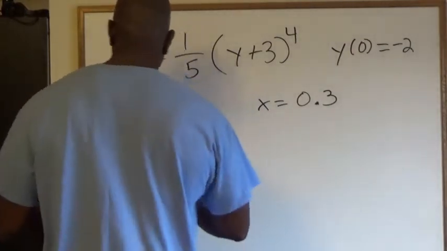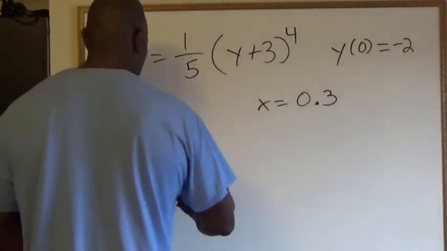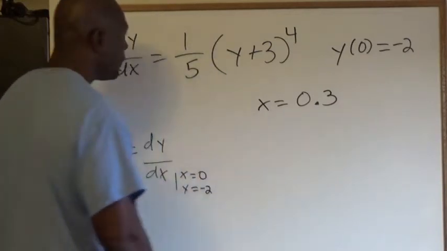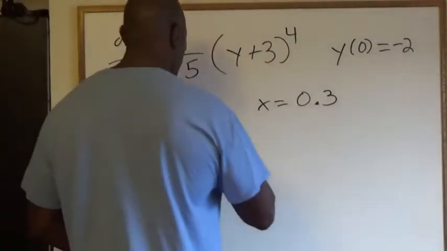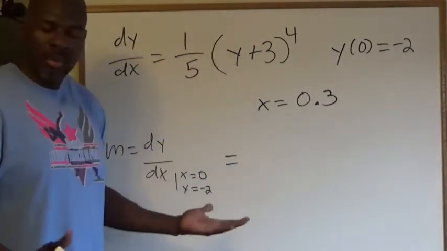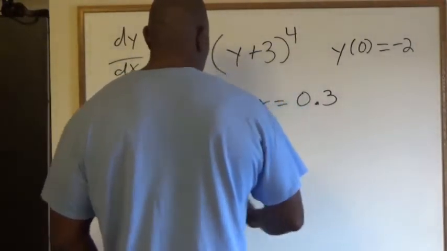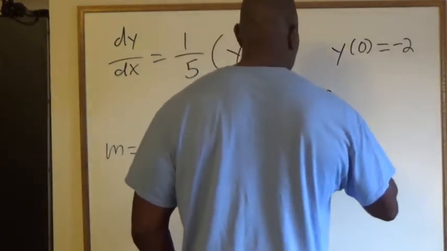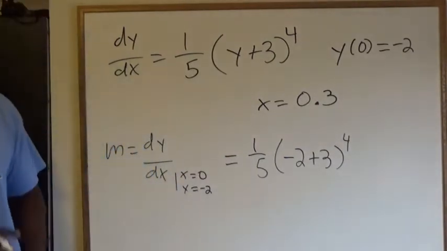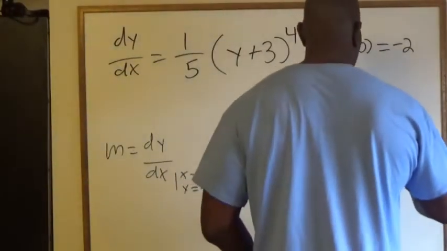So to find the slope m, I'm going to evaluate dy by dx, where x is 0 and y is -2. So if you notice in the differential equation, there isn't an x. It's good news. So I only have to plug in the value of one variable. That's pretty good. So this will be 1 over 5 times -2 plus 3 to the 4th power. So -2 plus 3 is 1. 1 to the 4th power is 1. 1 times 1 over 5 is 1 over 5. So the slope is 1 over 5.